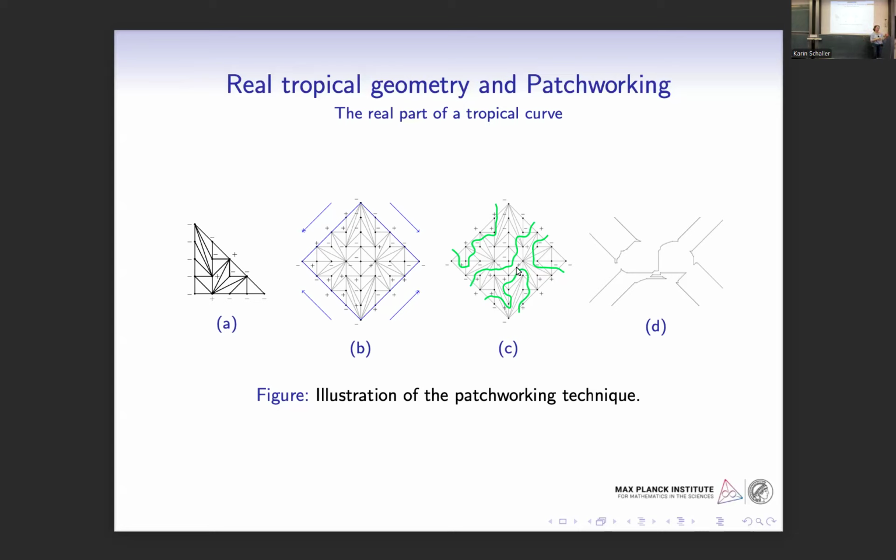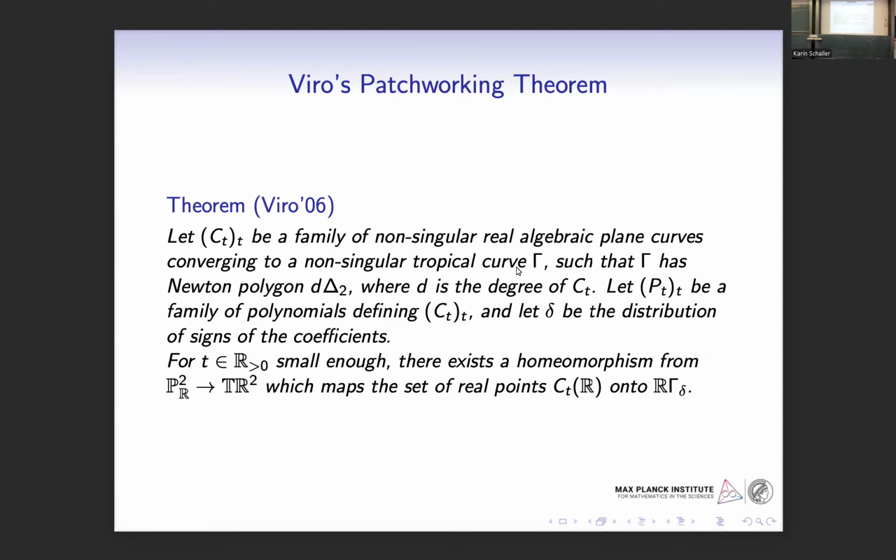And then what we do is we separate the positive and the negative signs. This picture here, what we do with green, right? I cross every edge that goes between a positive and a negative sign. And what results? The result is this. This is the real part of the tropical curve. Okay, this is what we call the real part of the tropical curve. This is the technique how you get this. This clear so far?